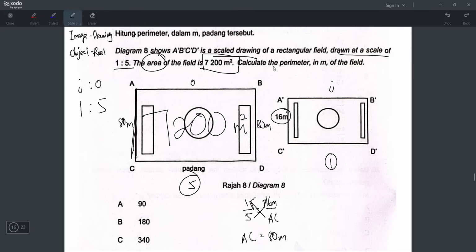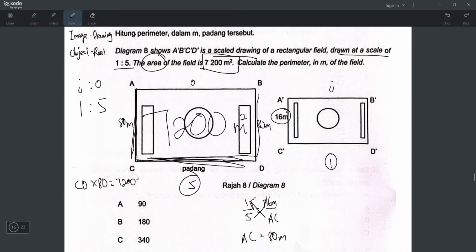But I want the perimeter, so I need this length also. But how to find this length? Well, use the area. Use the area. Because the area is 7,200 meters square. And the area of a rectangle is length times width. Length times width. The width we already know is 80. So that means CD, the length, multiplied with 80 will give you 7,200.